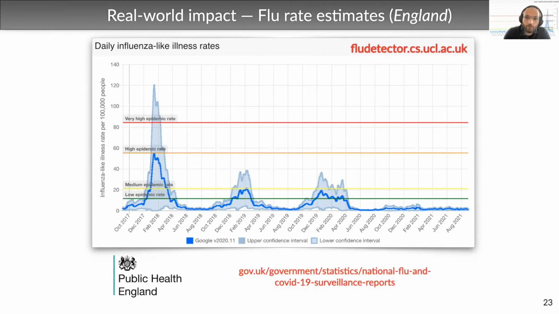Some of our research is already used by public health agencies. Our models for flu rate estimation from Google search activity are used by Public Health England as part of their surveillance tools and are included in their weekly reports. And by the way, based on our more recent estimates, you can see that flu circulation in England during the COVID-19 era was quite low.